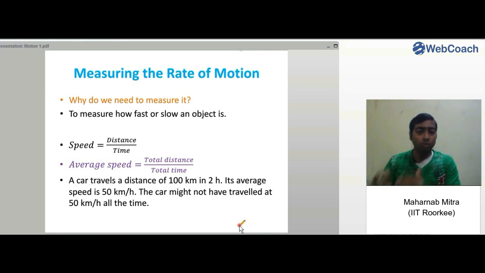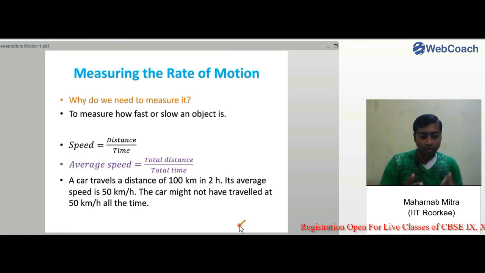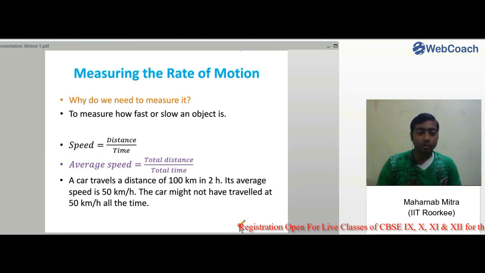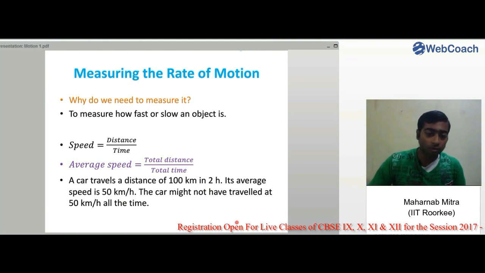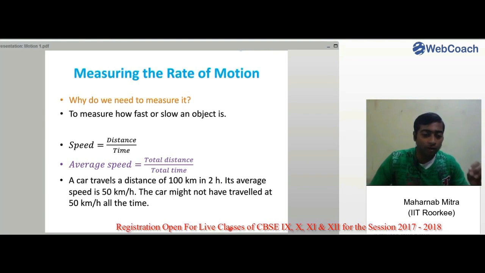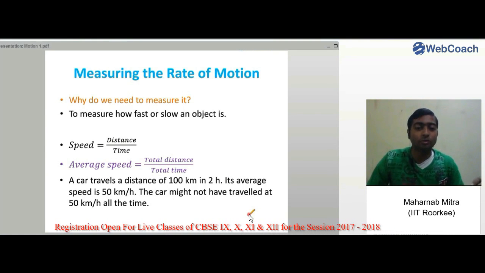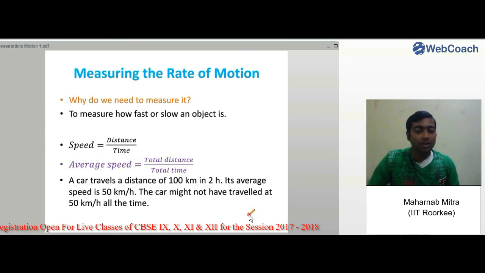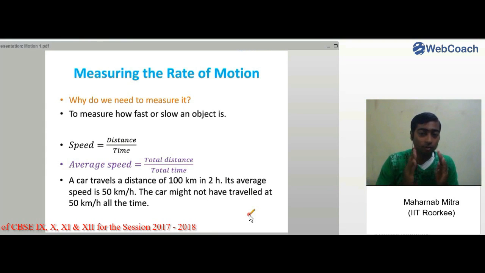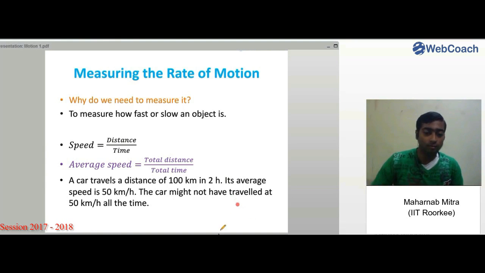Why? Because it might have speeded up for some time, it might have slowed down for some time, right? But on an average it has maintained the speed of 50 kilometers per hour. Why? Because it has covered 100 kilometers in 2 hours, right? Then you can see the car might not have traveled at 50 kilometers per hour all the time, right? So this is the concept of average speed. Average speed does not mean that the car has to maintain the same speed overall. It may speed up, it may slow down, but the total distance covered by it divided by total time will always be the same, will always be equal to the average speed.